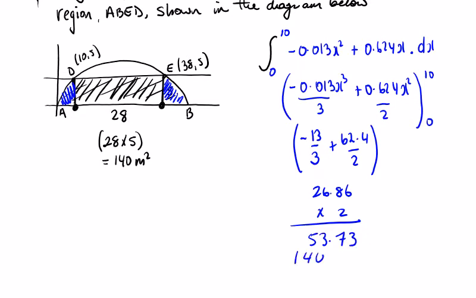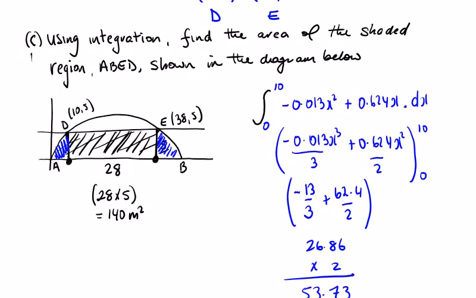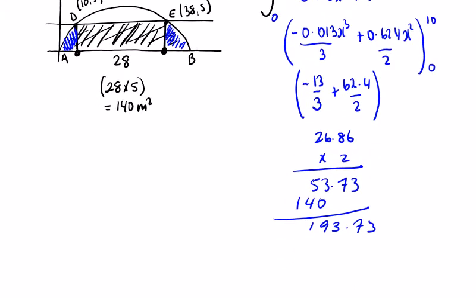And add on our 140, we're going to get 193.73, and it does actually say in the question to the nearest whole number. The nearest whole number, I should have wrote that up above. So the nearest whole number, 194 meters squared, is the area under the curve between those 2 points.